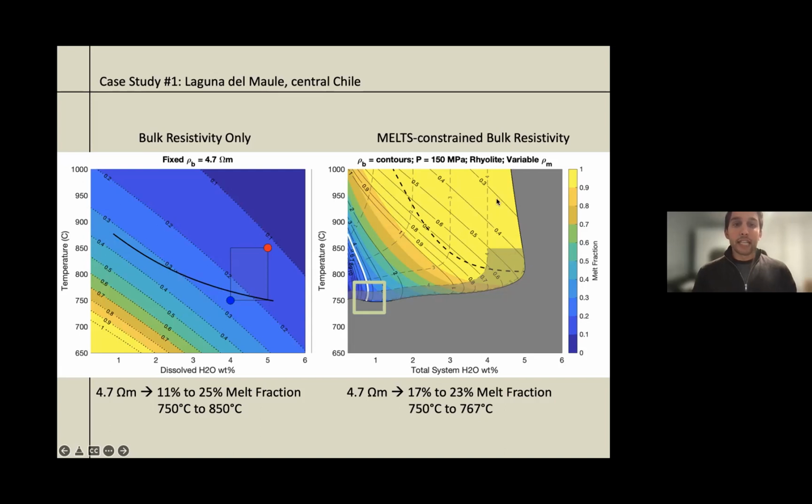So that's an example that really works out quite nicely for Laguna del Maule in Chile. It shows the benefits, but the benefits aren't massive per se. It is cutting the melt fraction error in half here, but at the end of the day, the interpretation as a relatively low melt fraction mush isn't really going to change.